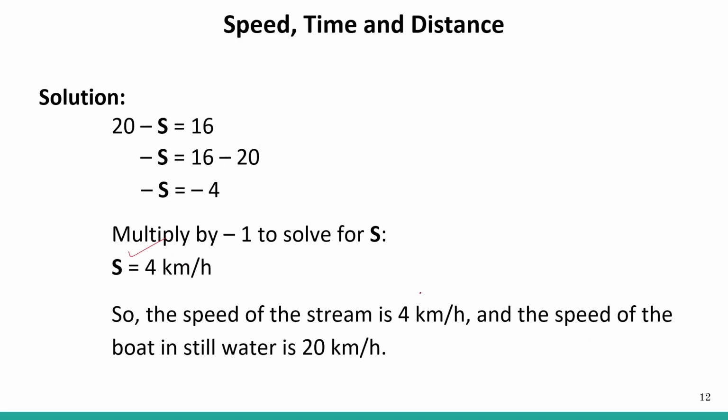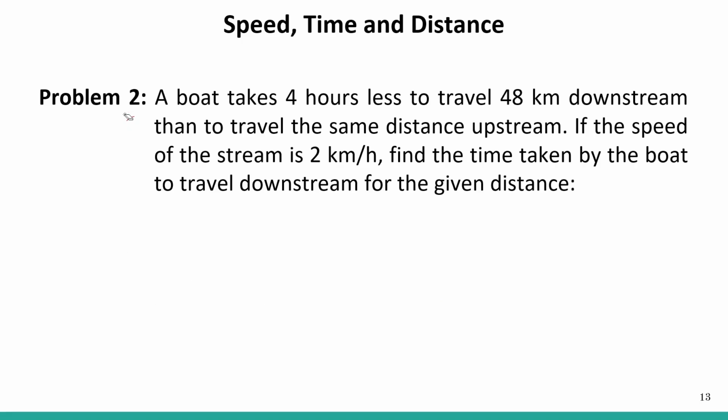So speed of the stream is 4 km per hour and speed of the boat in still water will be 20 km per hour. So let's see problem number 2. A boat takes 4 hours less to travel 48 km downstream than to travel the same distance upstream. Okay, so if the speed of the stream is 2 km per hour, then find the time taken by the boat to travel downstream for the given distance.